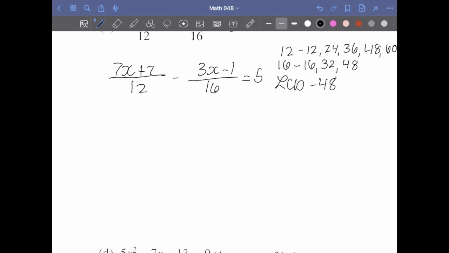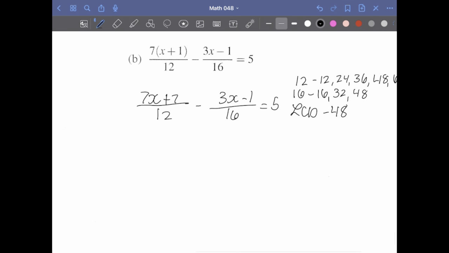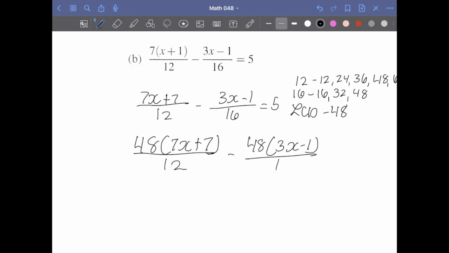Okay. So we're going to have 48 times 7x plus 7 divided by 12, minus 48 times 3x minus 1 divided by 16, is equal to 48 times 5.